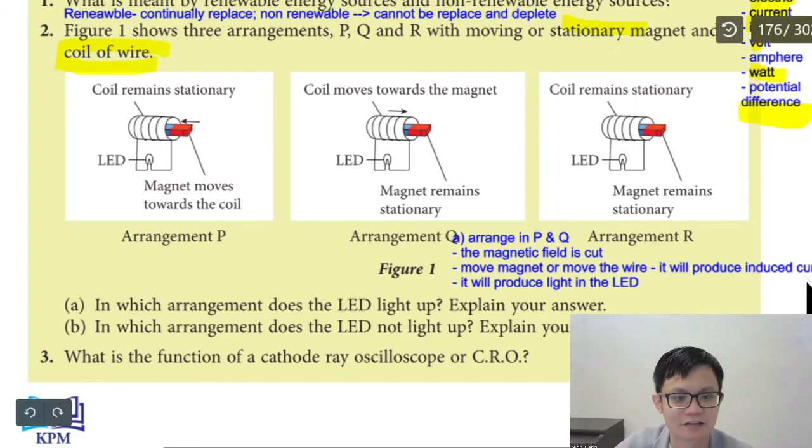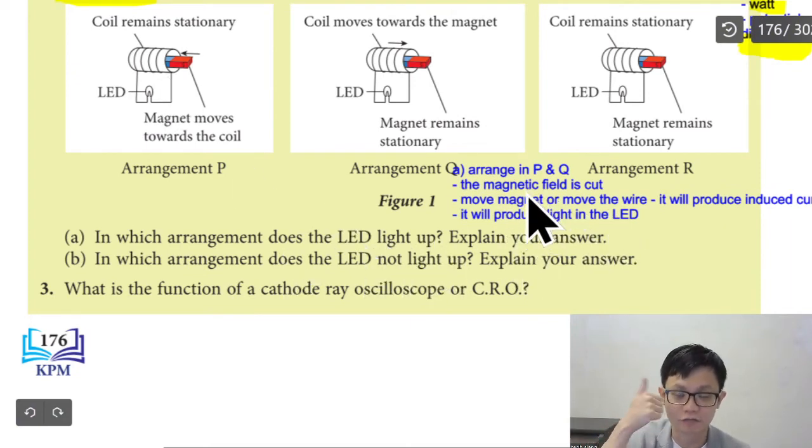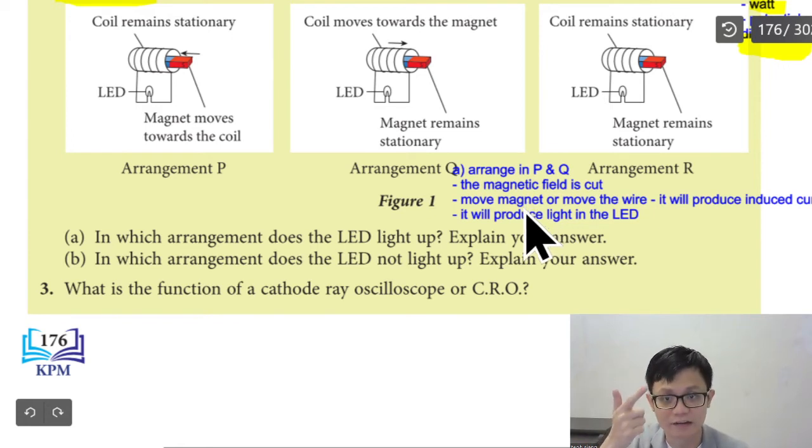You just write like that. If you don't understand, then you just memorize the keyword. The keyword is why, because why is there light? First, there is induced current. Why is there induced current? Magnetic field is cut. Why is the magnetic field cut?